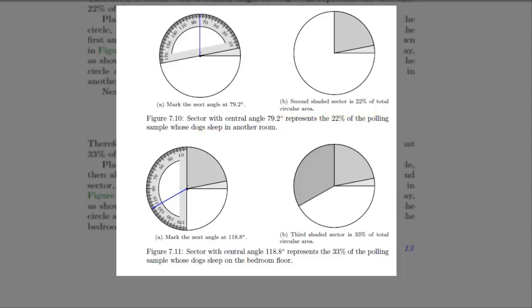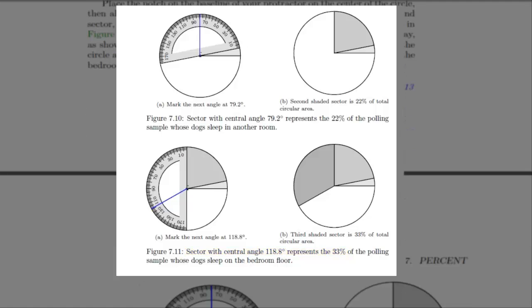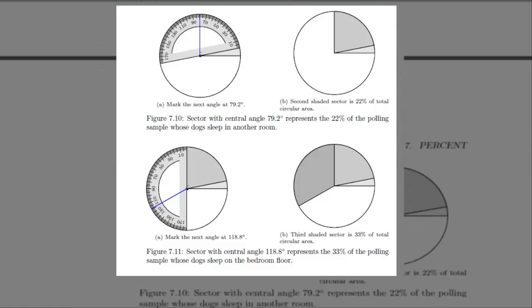Next, 33% allow their dog to sleep on the bedroom floor. 33% of 360 degrees is 118.8 degrees. Therefore, a sector with a central angle of 118.8 degrees will represent the fact that 33% of the dog owners allow their dog to sleep on the bedroom floor. Place the notch on the baseline of your protractor on the center of the circle. Then align the baseline of the protractor with the terminal side of the second sector, as shown in figure 7.11a. Mark a central angle of 118.8 degrees, as shown in figure 7.11a. Shade the resulting third sector with a darker shade of gray, as shown in figure 7.11b. This sector contains 33% of the total area of the circle and represents the portion of the polling sample whose dog sleeps on the bedroom floor.